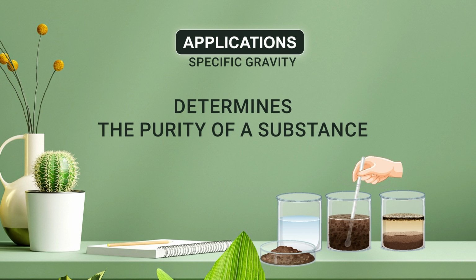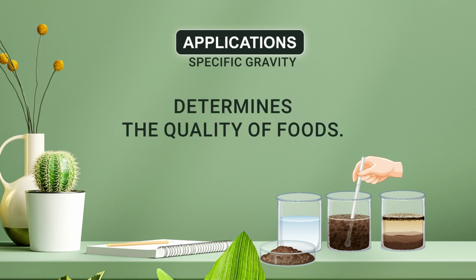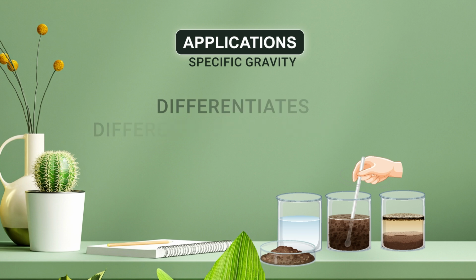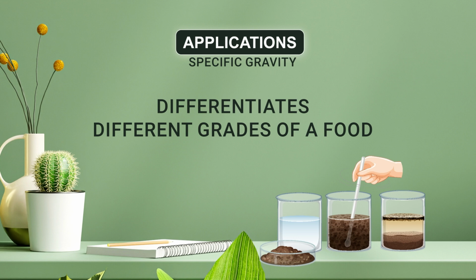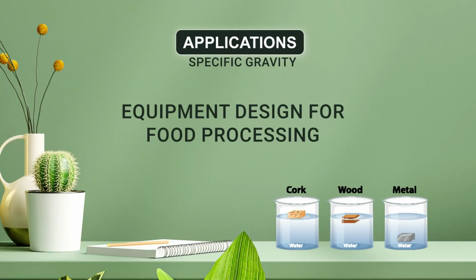Then it determines the purity of the substance and determines the quality of food. If we know the real density, the true density of a food, and we are checking its quality, and it is not as per that, that means the food is impure. So for purity also, it can be a parameter. It differentiates different grades of food. Suppose you are buying wheat from different markets, then to compare one grade from the other, you can use density as the criterion for grading. In the equipment that you design in food processing plants, specific gravity and density are very important.